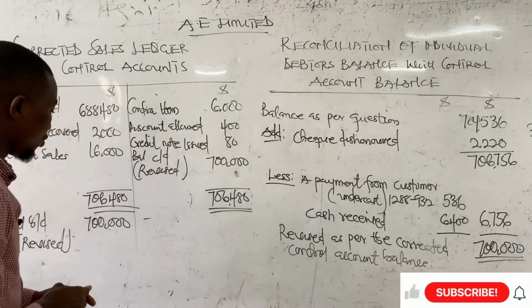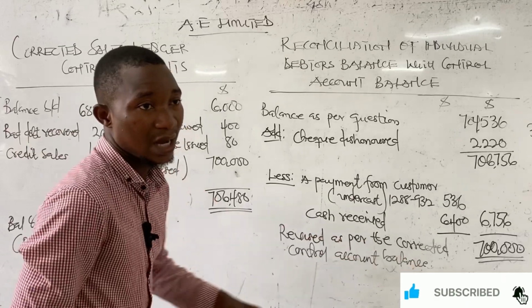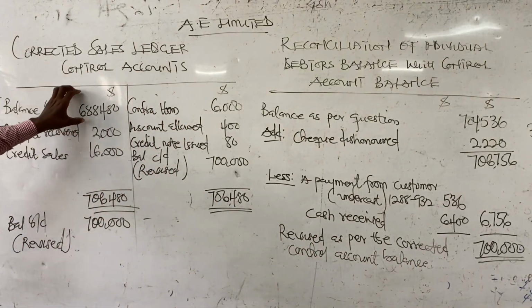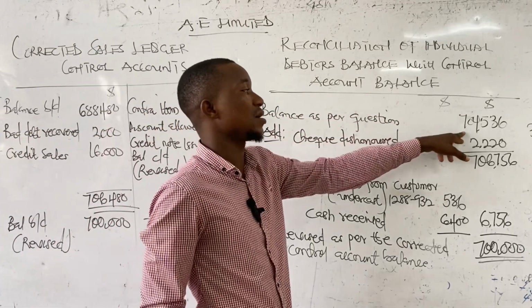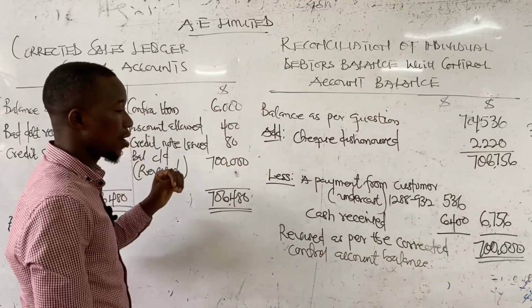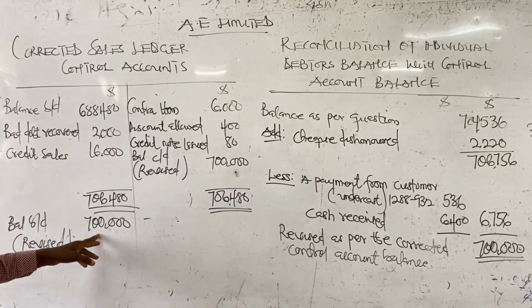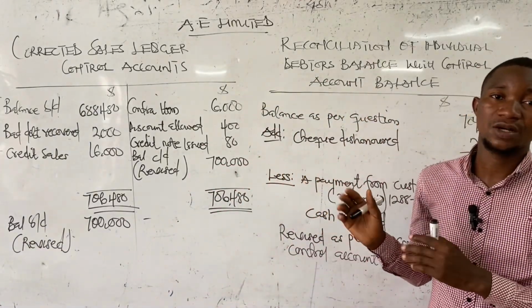Good. We have reconciled the two accounts and it has now come to agreement. You can see that initially the balance on the sales ledger control account is this, and it's completely different from the balance here. Meanwhile, it's supposed to be the same. That is why we rectify all the errors, and now that the errors are corrected, the balance has been rectified as well. Basically, this is how we go through a reconciliation of control account question.